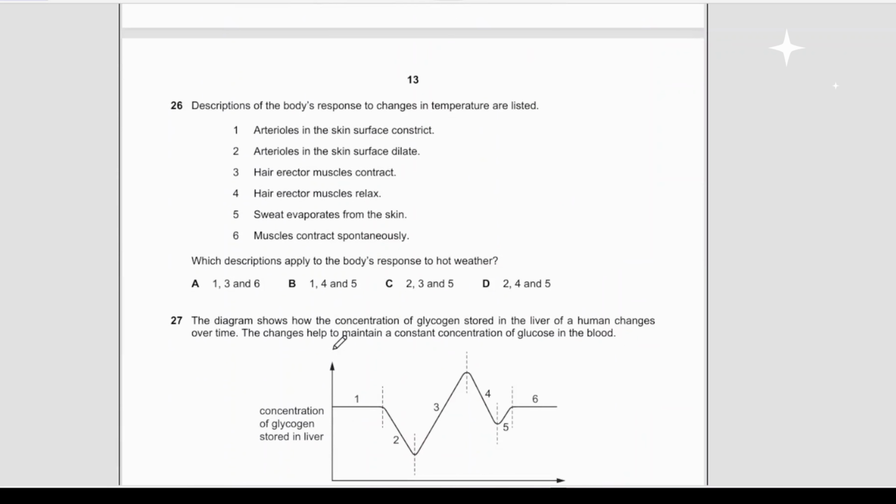Okay, descriptions of the body's response to change in temperature are listed. Number one, arterioles constrict. Wait, in hot weather. Okay, constriction, not true. Dilation, yes. Hair erector muscles contract, no. Relax, yes. Sweat, yes. Muscles contract, no. So 2, 3, 5, D.